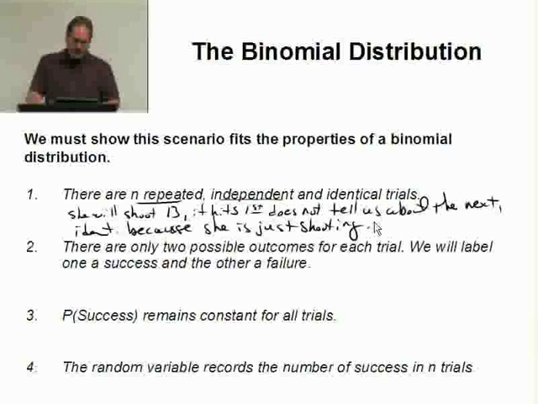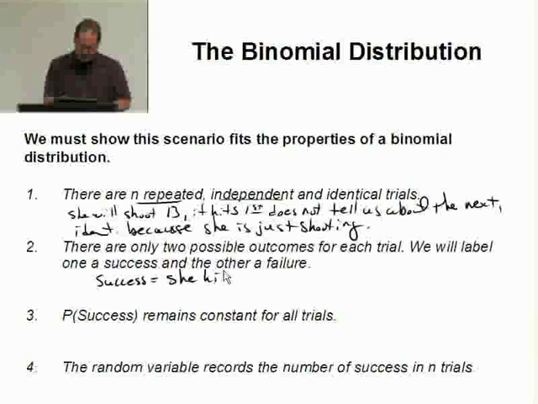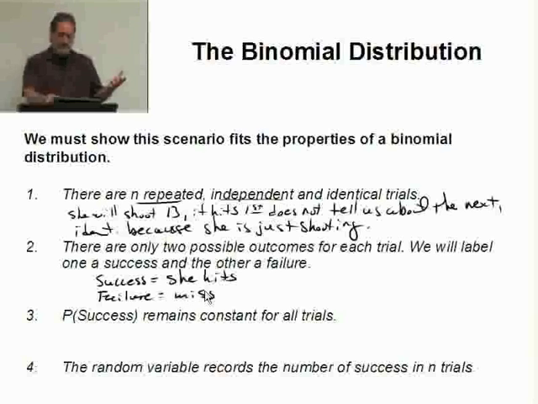Okay, there are only two possible outcomes for each trial. We're going to label one a success and one a failure. Well, that's true. I'll simply say a success equals she hits, and a failure equals a miss. That's it. That's all that can happen. She's either going to hit or miss. That's it. The probability remains constant for all trials. This is reasonable.